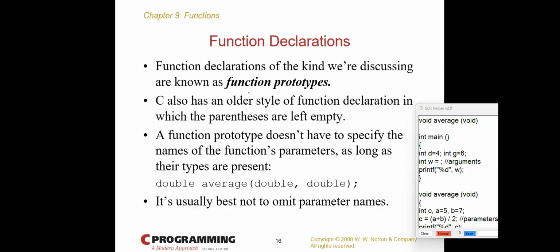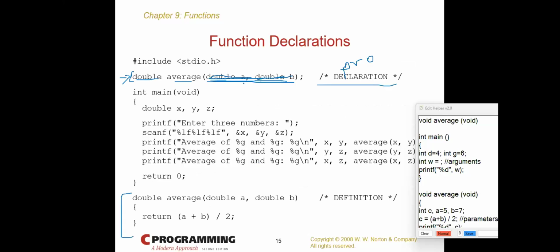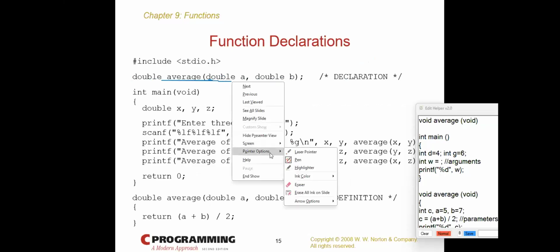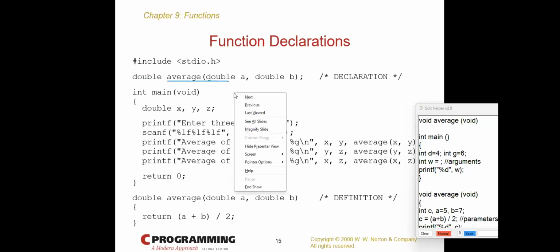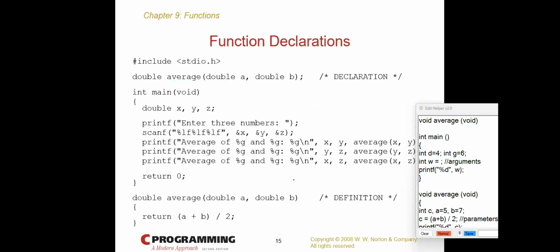A function prototype doesn't have to specify the names of the function's parameters as long as their types are present. So instead of double a as we have in this instance, the compiler can see only the type of the parameters. It doesn't essentially need to see the name of the variable, because it doesn't make a difference. The name of the variable only has effect inside of the function. So a only has effect here, b has effect here.